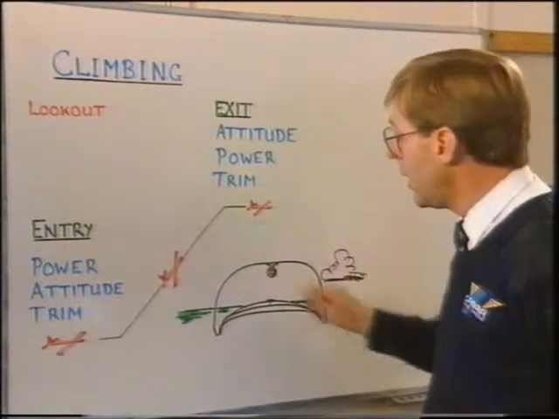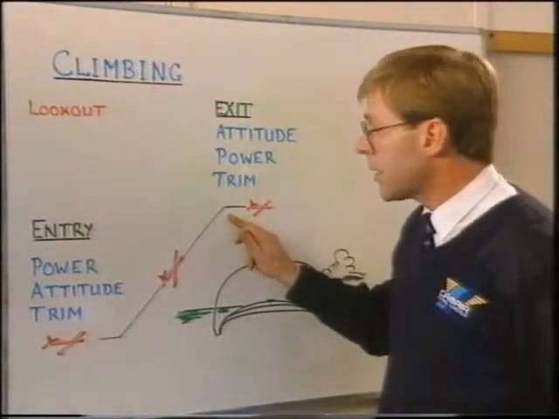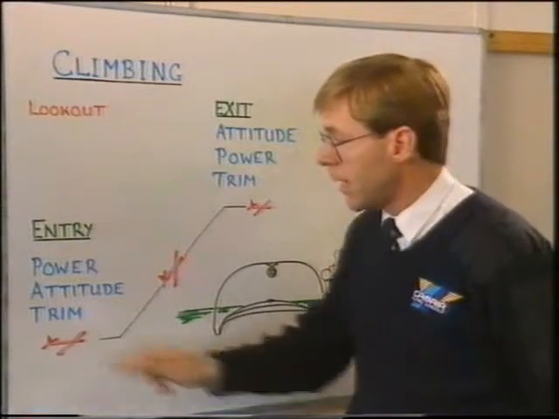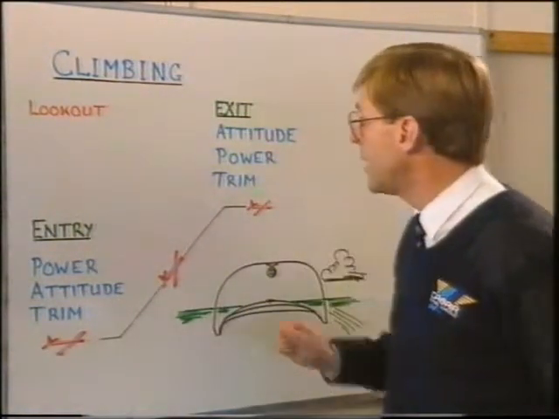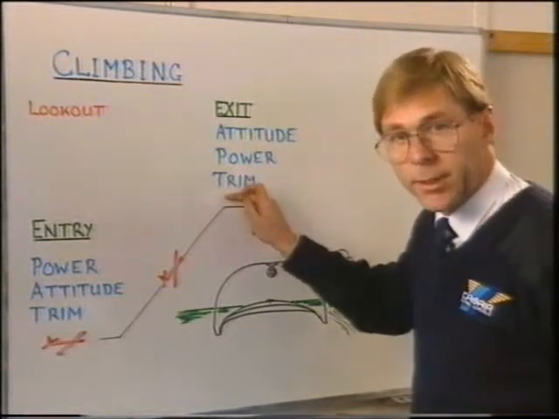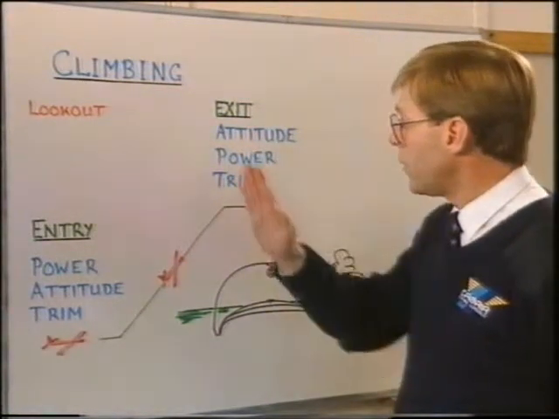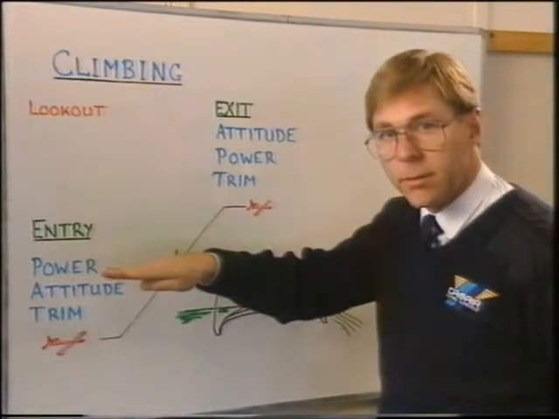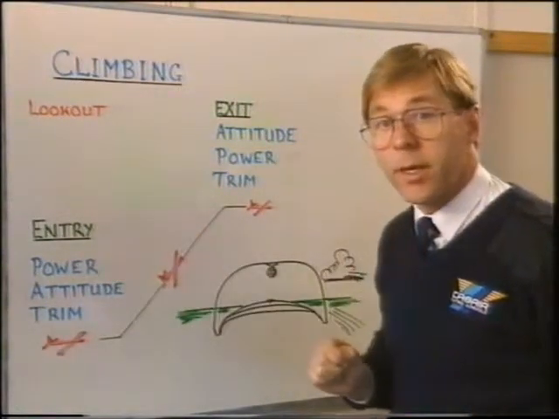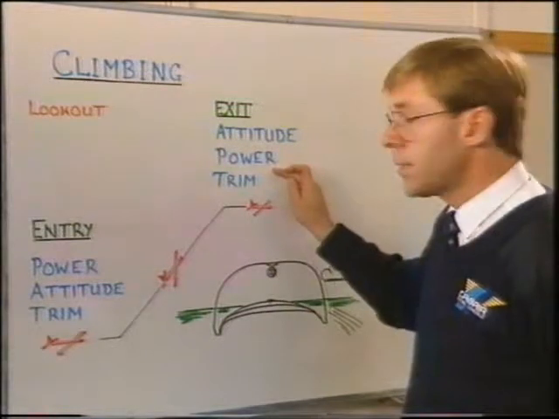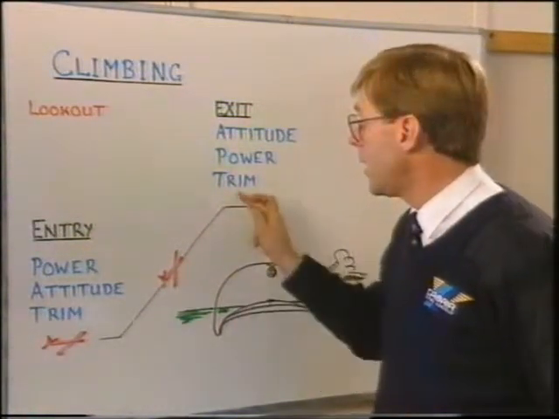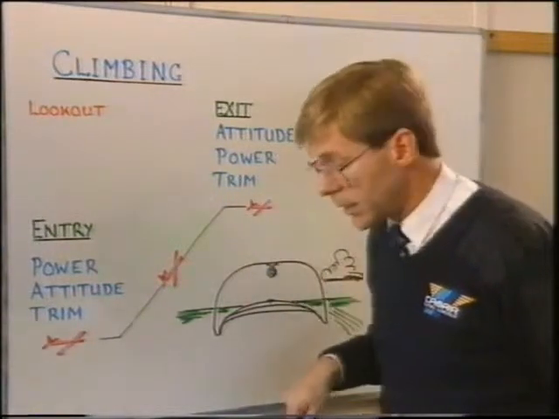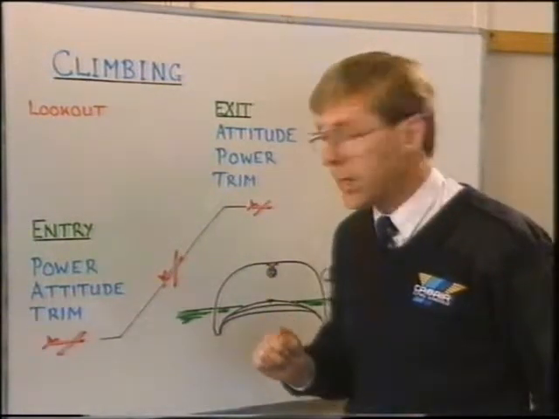Now, to recover from the climb, just as we had a set procedure of entry to the climb of power, attitude, trim, the recovery back to straight and level flight is attitude, power, and trim. In other words, we'll reselect the level flight attitude, allow the airspeed to increase to the required cruising speed, reduce the power back to the cruise power known for that aircraft, and then a final trim, which should be a slight trim forward movement. So back to straight level flight.